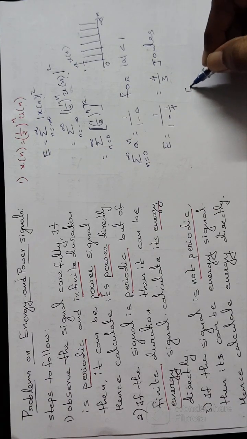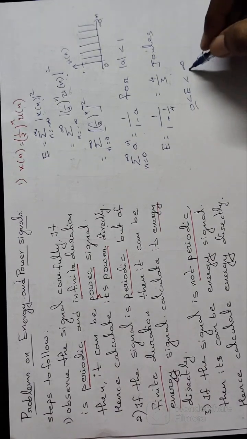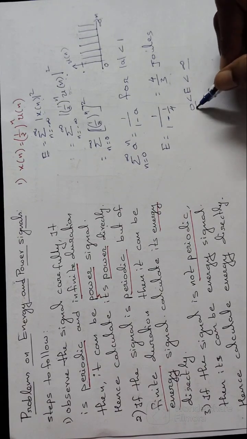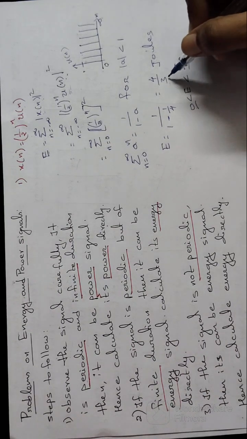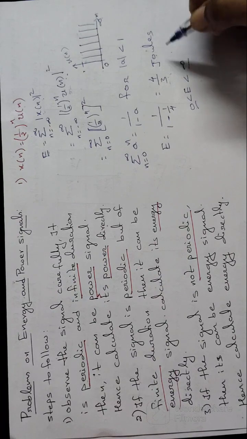The energy we are getting is a finite value. That means the energy is in between 0 and infinity. It is not 0 and it is not infinite. It is 4/3 joules. Hence it is an energy signal.